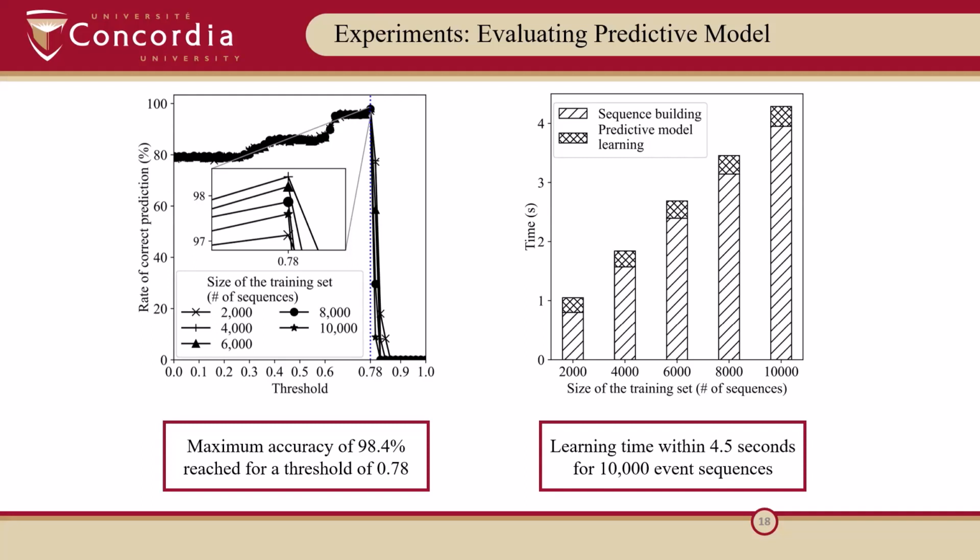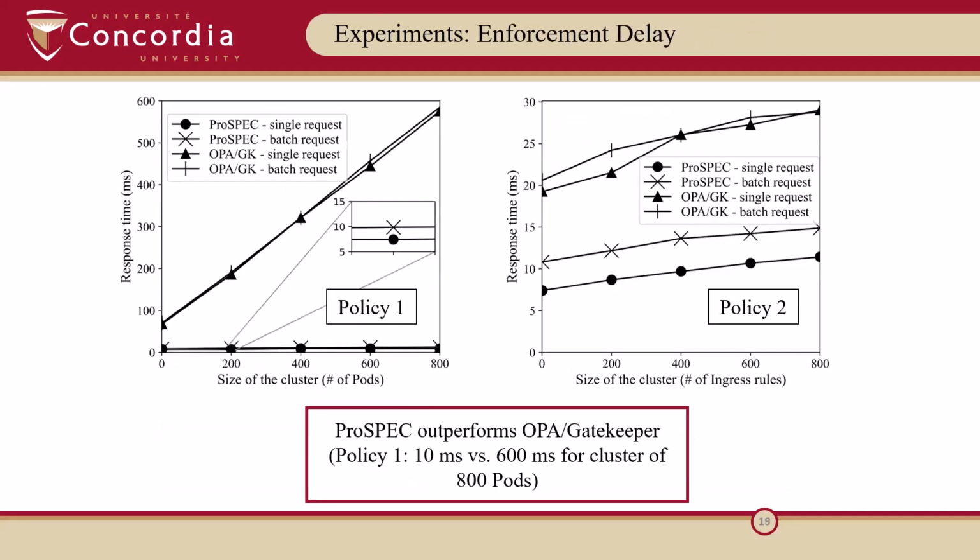The model training is, as you see here, for 10,000 sequences of historical events. We only take around 4.5 seconds to build the model, which is fine, because the model building step is only run maybe once or twice a day. You don't need to run it a lot. That is a step that is done offline.